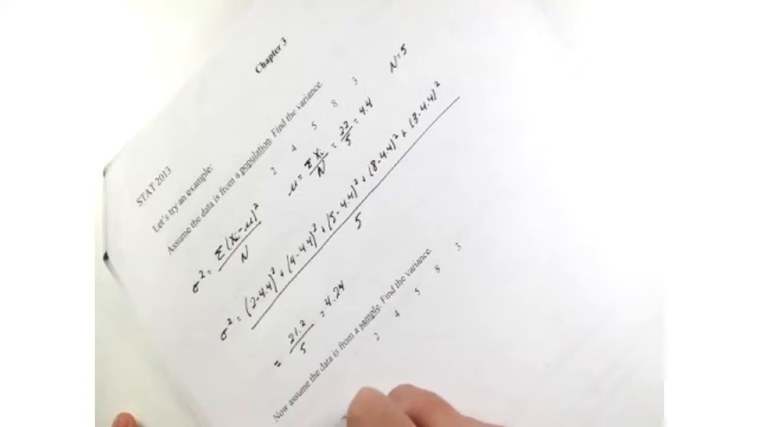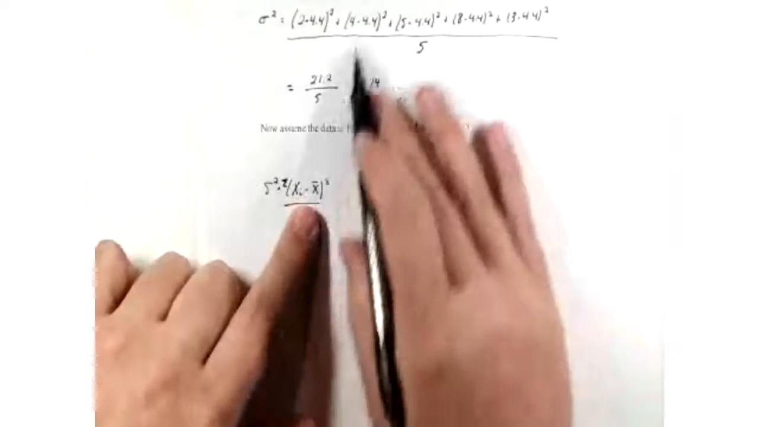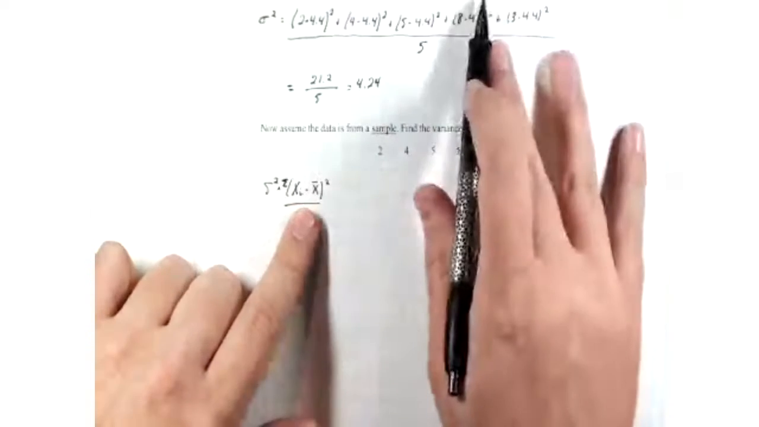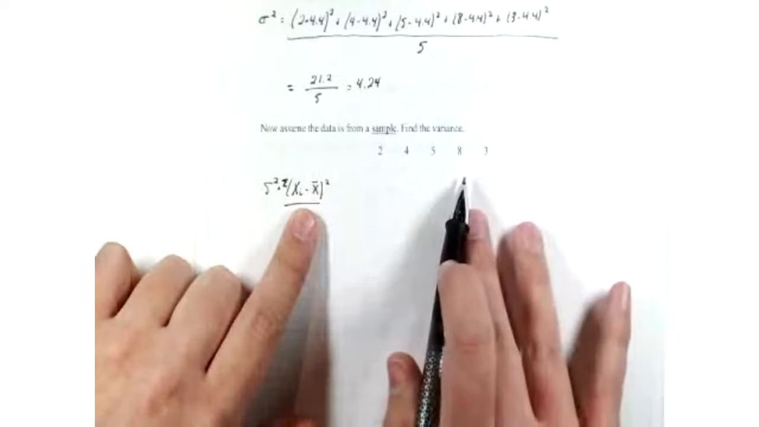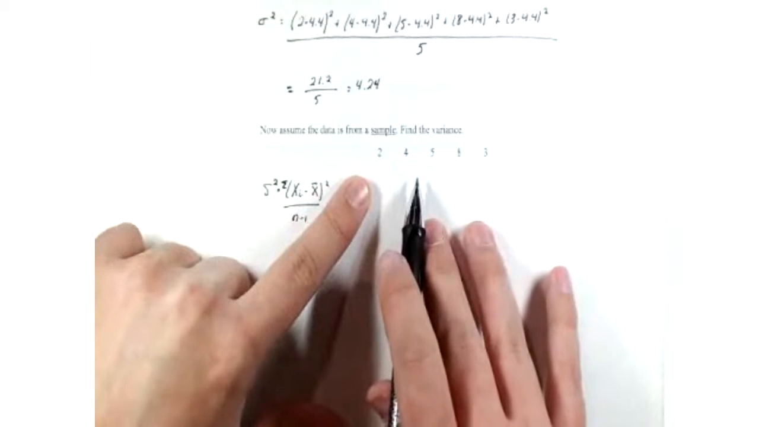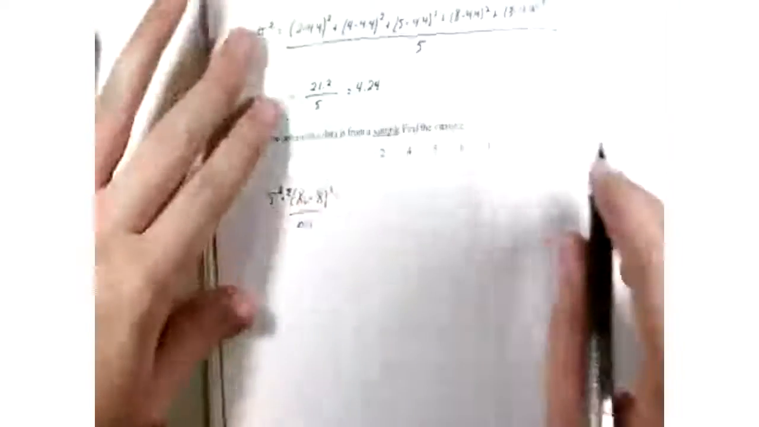So now we assume the data is from a sample and find the variance. So remember that s squared is equal to the sum of xi minus x bar, that quantity squared, over n minus 1. This should be a sum. Okay. So the sample mean is going to be equal to the population mean because the sample size is still the same as before, and we still have the same data values. So I'd still have 2 plus 4 plus 5 plus 8 plus 3 over 5, which is the same thing as up here, so that's 4.4.